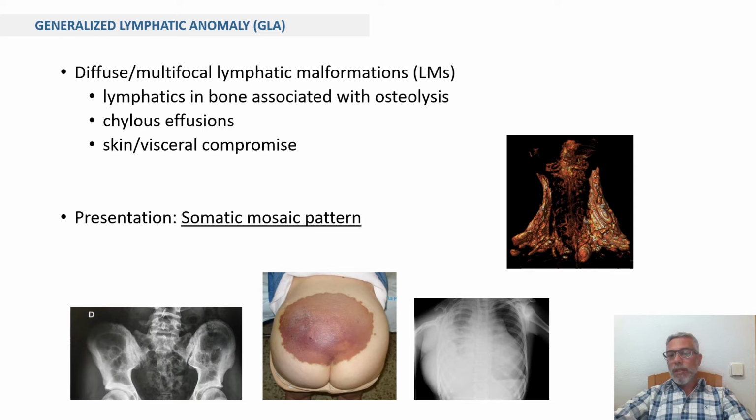GLA may be present at birth, but usually becomes evident during the first 2 decades of life. The presence of chylous effusions is unfortunately frequent and is associated with a poor prognosis. The genetic cause of GLA was described by our group 2 years ago, but a few years earlier, it was already clear that the pattern of corporal distribution of the lymphatic malformation and the osteolysis was compatible with somatic mosaicism.